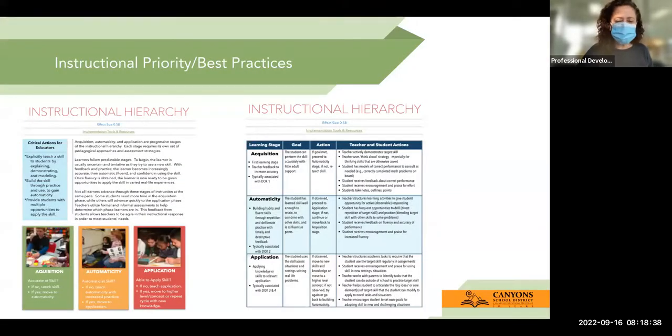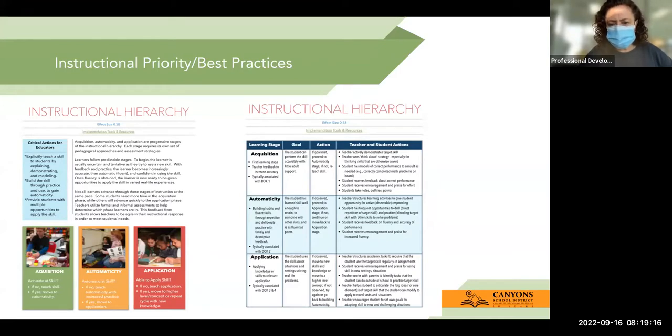So let's go ahead and start with these instructional priorities, and you can find those best practices also in your instructional guide. So the instructional hierarchy has three stages: the acquisition, the automaticity, and the application. Those instructional hierarchy stages are also called DOK levels, depth of knowledge. And the depth of knowledge steps work the same as your hierarchy. And so this is what we're going to apply.